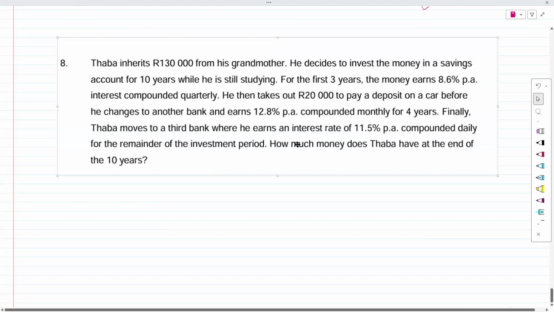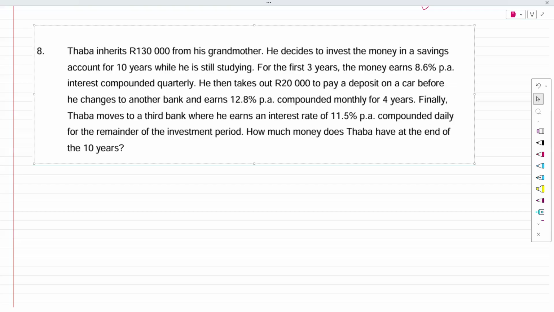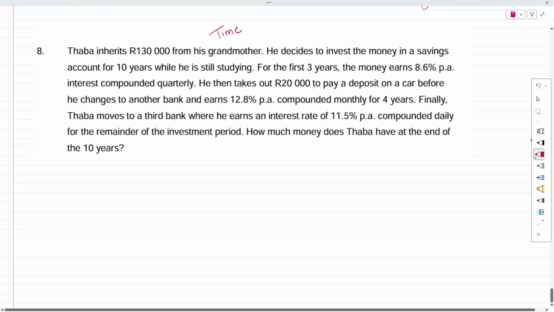Let's start with, this person inherits 130,000 from his grandmother. He decides to invest the money in a savings account for 10 years while he is studying. For the first 3 years, just by looking at this, I know it's a timeline because they said for the first 3 years. For the first 3 years, the money earns 8.6% per annum interest, compounded quarterly.